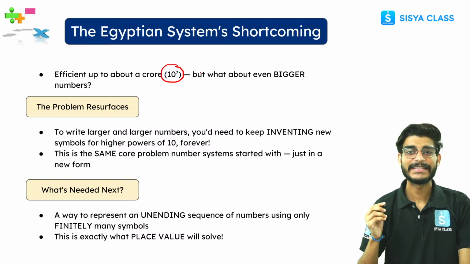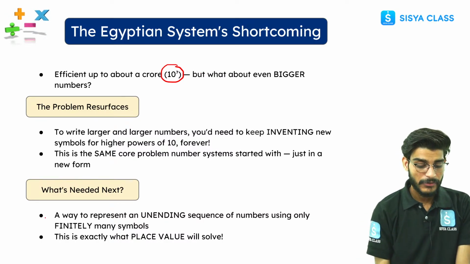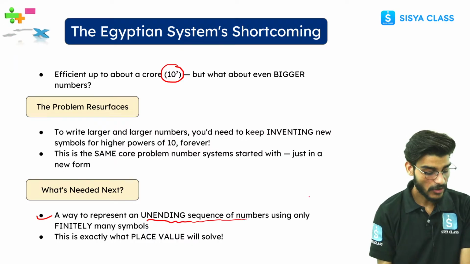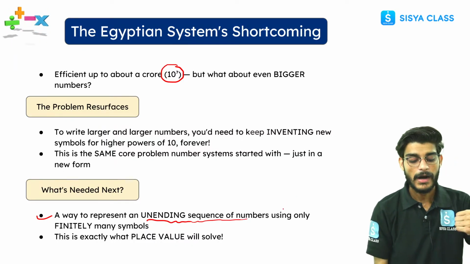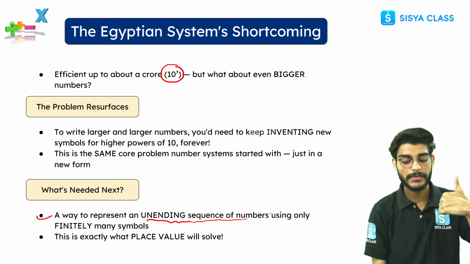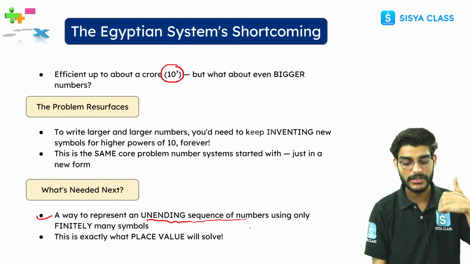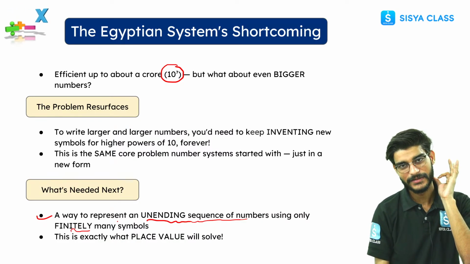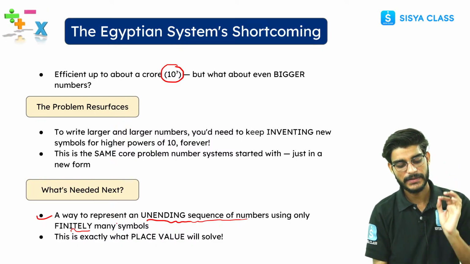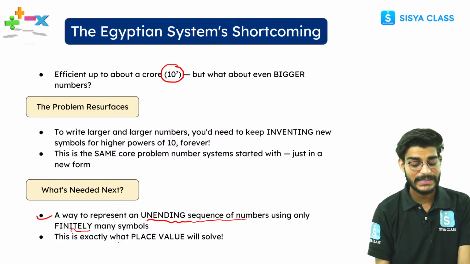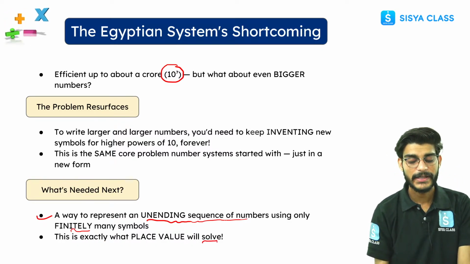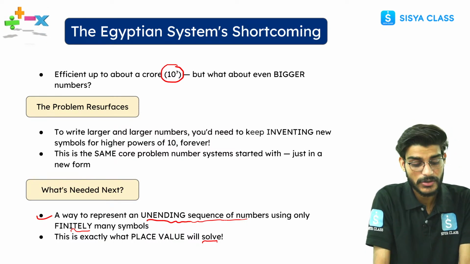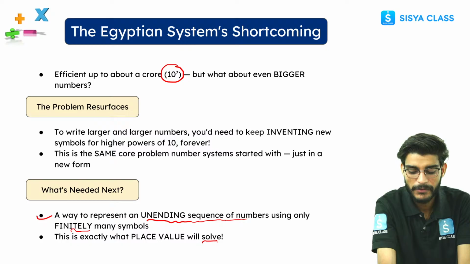So what was the necessity next? We have to find a way to represent an unending sequence of numbers. How will you represent any number from an unending sequence of numbers using finitely many symbols? Obviously you cannot use infinite symbols, no? And this is exactly what place value will solve. Next we are going to learn about place value. This is where the problems are solved. One by one we will see it.